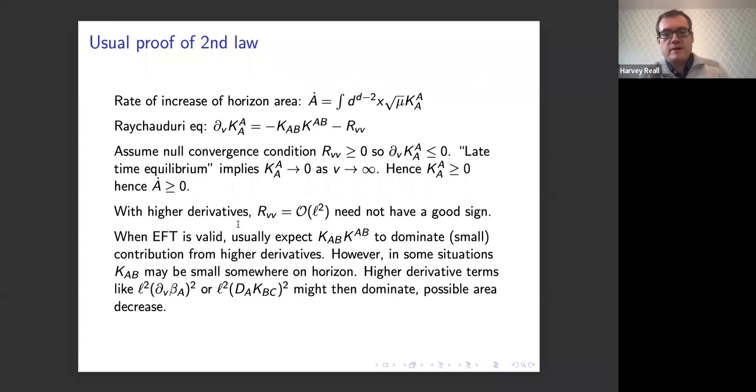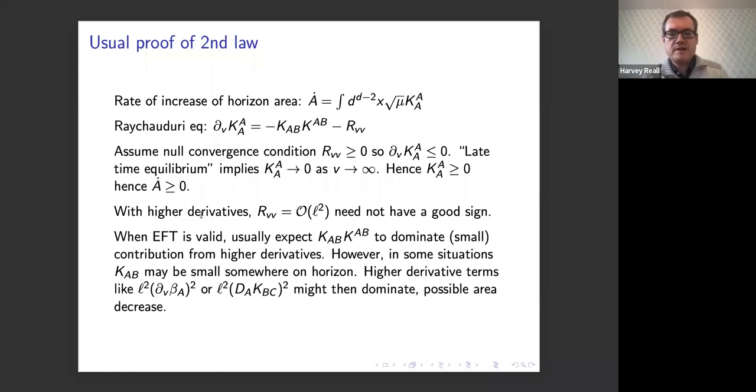But of course, when we include higher derivative terms, we don't actually know anything about the sign of RVV. There's no reason why this should still be true. If we're looking at this effective field theory I've been discussing, all we know is that RVV is equal to some 4 derivative thing, which is of order L squared, but we don't know anything about its sign. And so this important condition is no longer true, and we don't have a second law anymore.